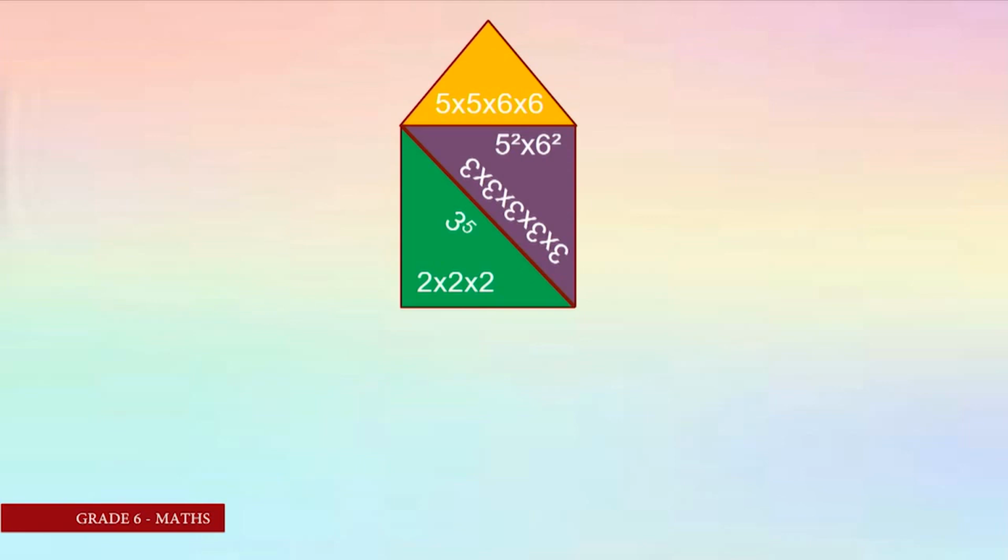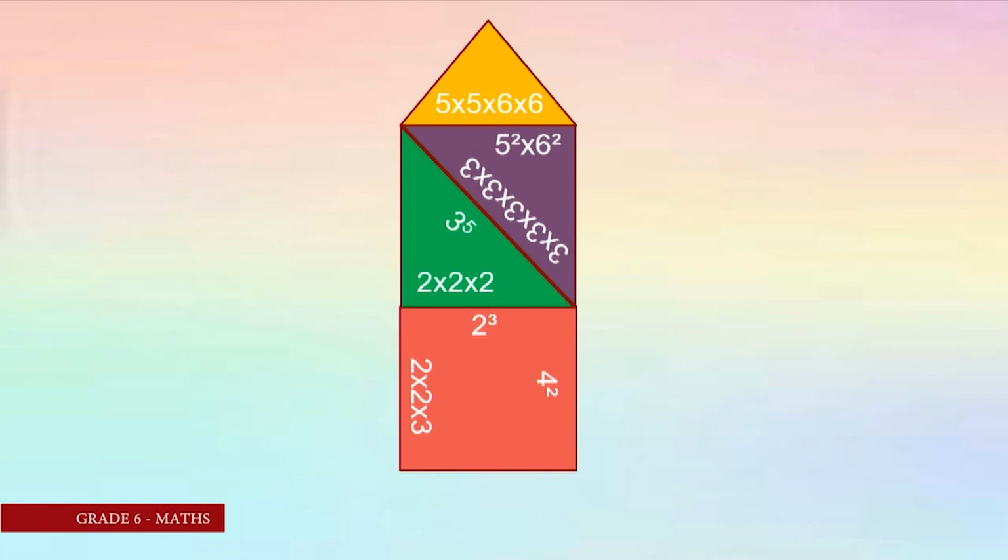If it is not the same, you can't connect it. Okay, then you can see 2 into 2 into 2. That means we can connect it as 2 to the power 3. So, that is a square. Then another two numbers also there, that is 4 square, and another one is 2 into 2 into 3.